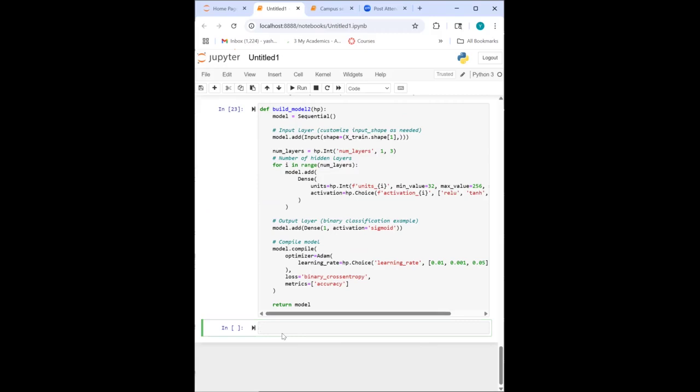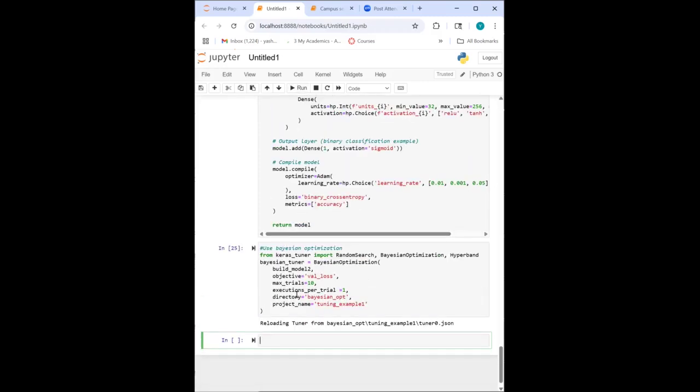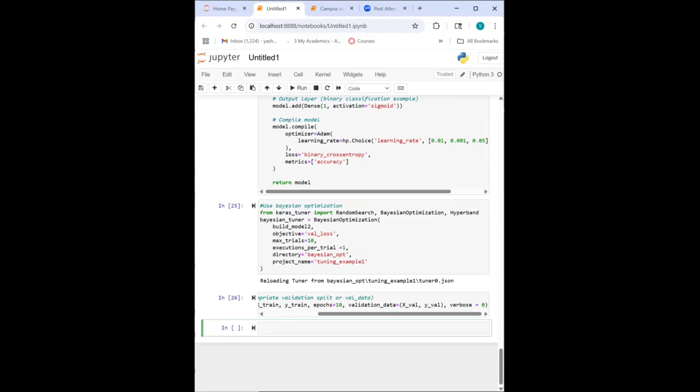Moving forward, let's build the Bayesian optimization method to find the best model. In this, we are trying to find the best configuration using the Bayesian tuner.